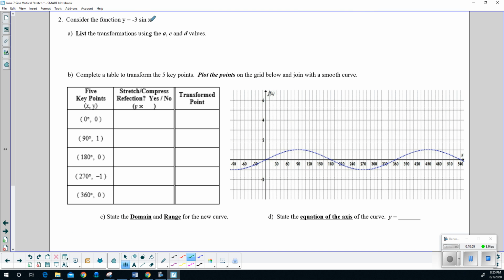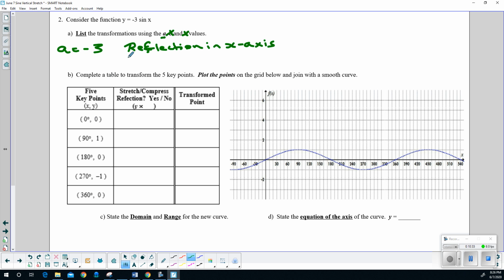Let's see, now I've got y equals negative 3 sine x. So again, the only one I have in there is an A. I don't have any C, and I don't have a D. So here I've got that A is a negative value. So that negative part means that it's a reflection in the x-axis.